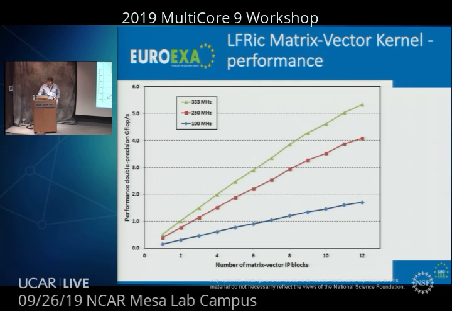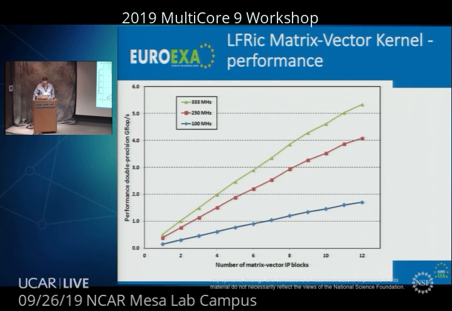Here's some performance. So across the bottom here, you can see the number of matrix vector blocks. I said there were 12 in the design. I can run with any number from 1 to 12, so that shows you the scaling with the parallelism on chip. The other parameter you can change is the clock speed. So you can have any clock speed you want, really. You can just set the clock speed. So I've got 3 different examples here: 100, 250, 330 megahertz. I think the maximum for the hardware is around 600 or 700 megahertz for this particular chip.